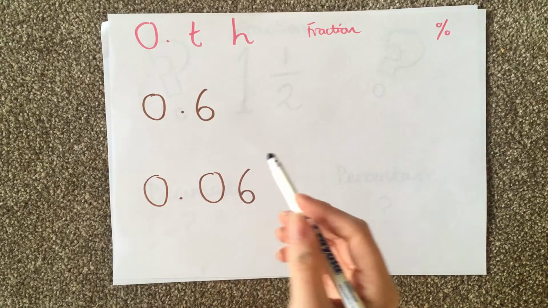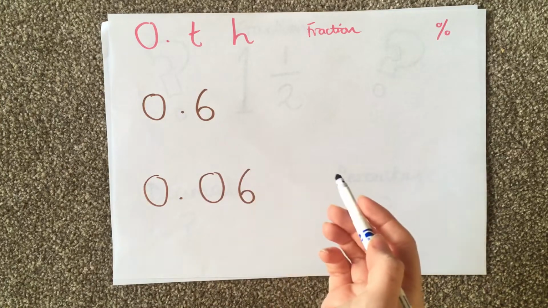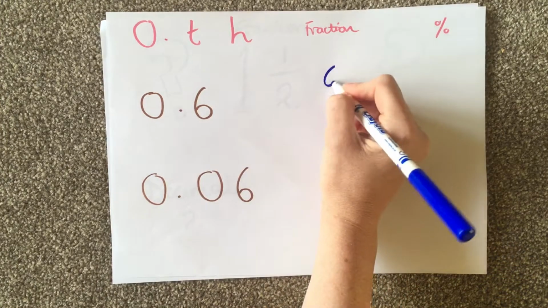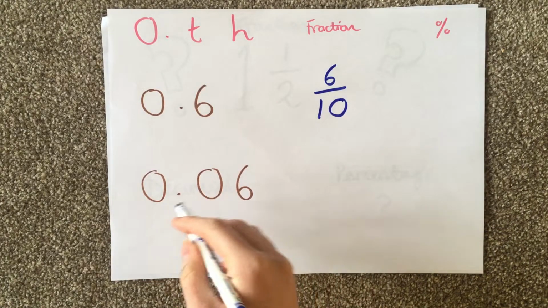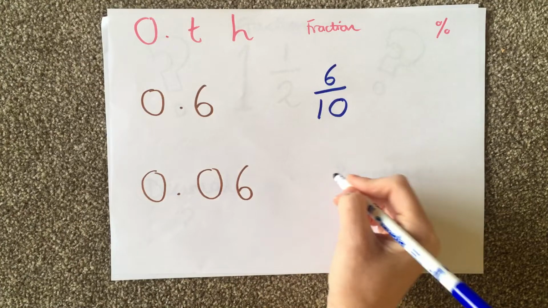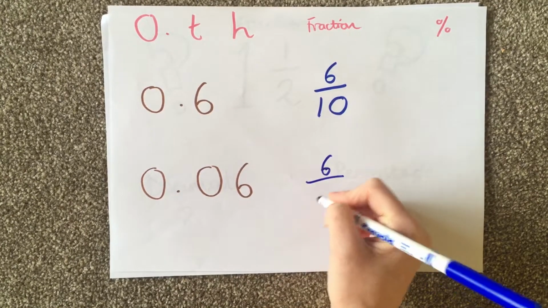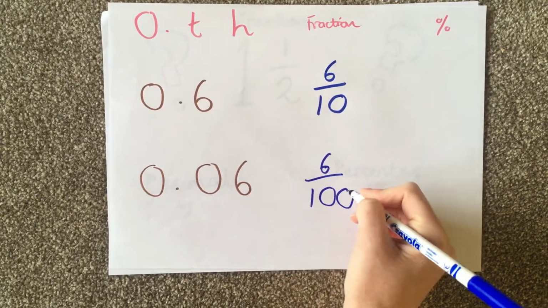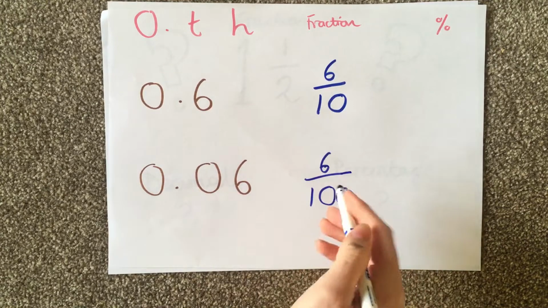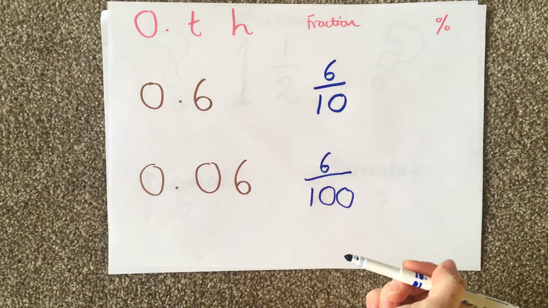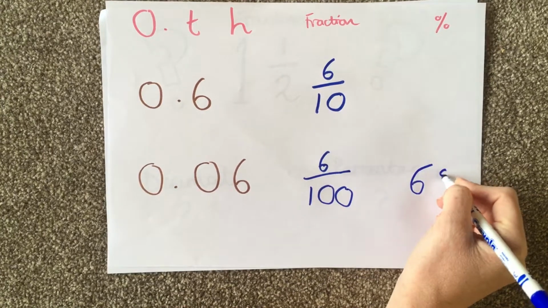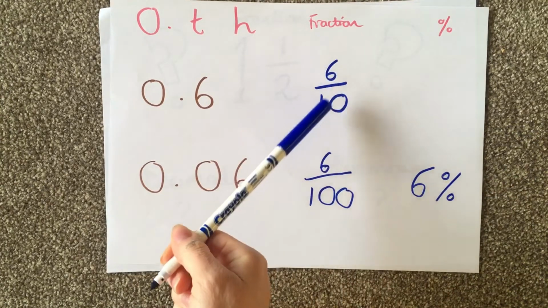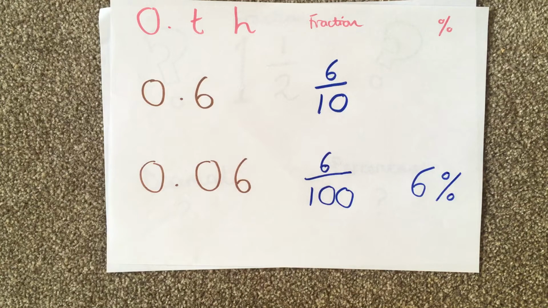If I was going to write 0.6 as a fraction, it would be 6 tenths, as we saw at the beginning. If I was writing 0.06 as a fraction, it would be 6 hundredths. These pieces for 6 hundredths are much smaller pieces than 6 tenths. So we know that if it's 6 hundredths, that is 6%. But what would 6 tenths be as a percentage? Can you work that out?